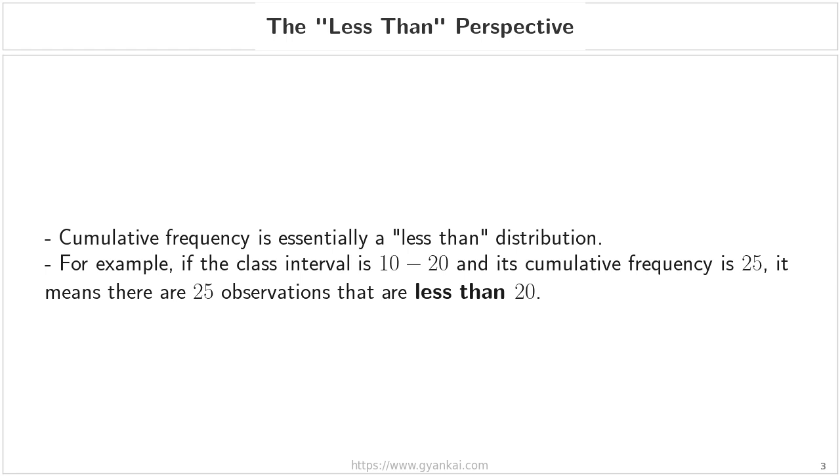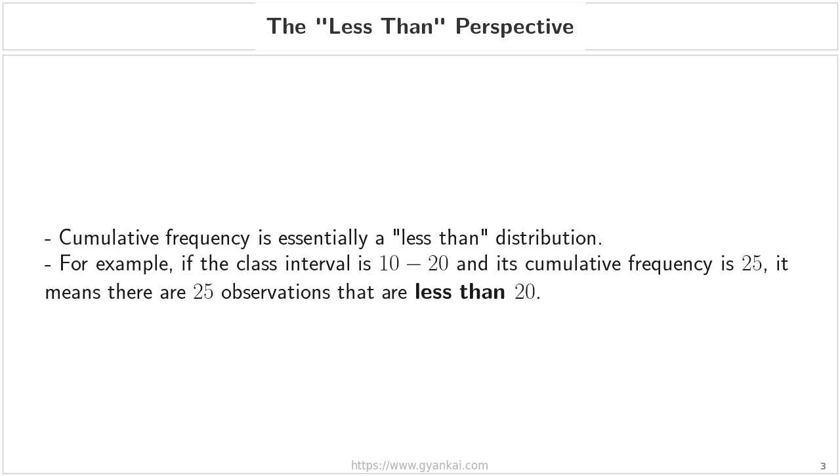What does that actually tell us? It tells us that there are 25 observations that are less than 20. In other words, all the data points from the previous groups, plus the ones in this current group, combined, total 25 values that fall below that upper limit of 20. Keeping this less than perspective in mind will be crucial when we start calculating the actual values in the next few slides.